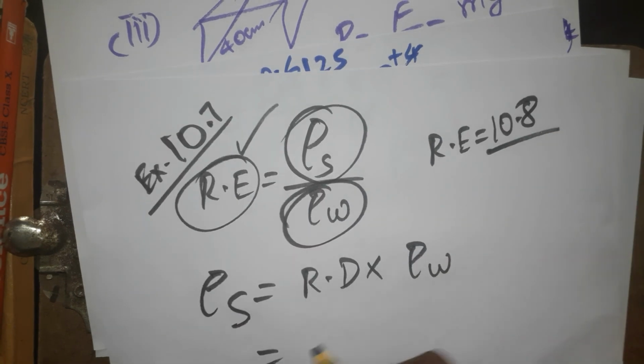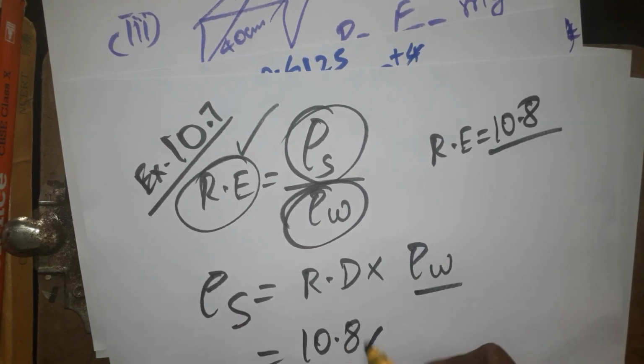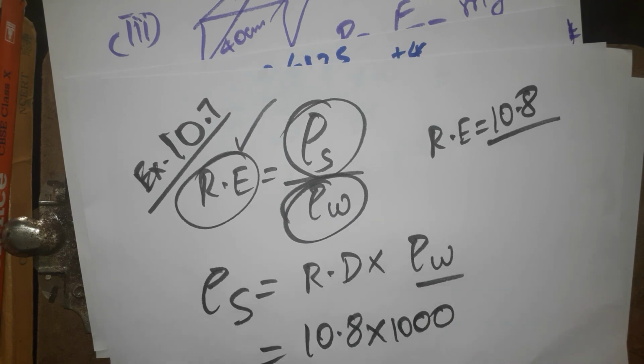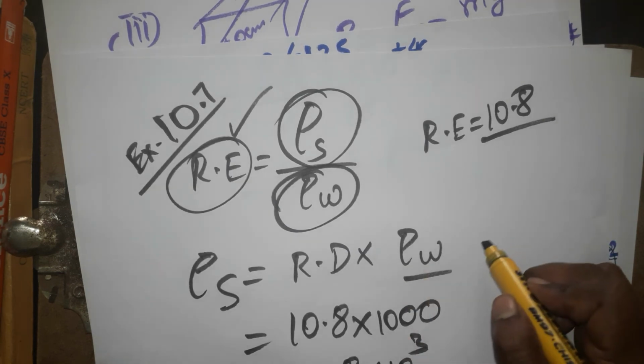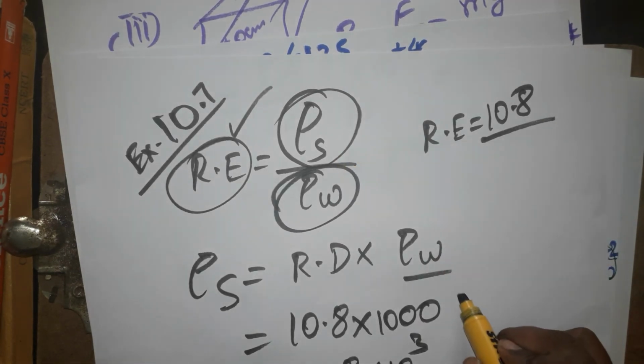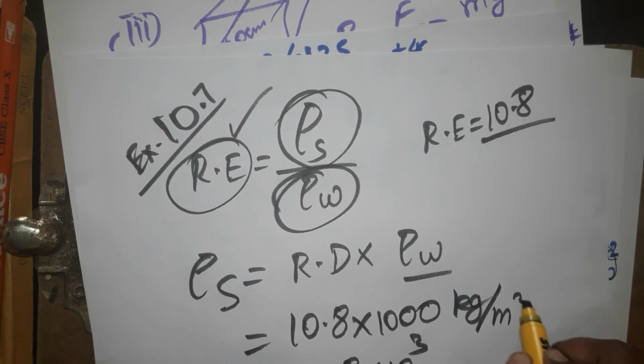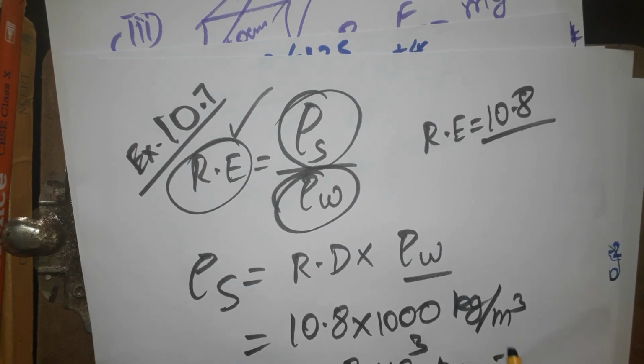Relative density is how much? 10.8. Density of the water is 1000. Instead of writing 1000, you can write 10 power 3 also. So 10.8 into 10 power 3. What is the unit of it? It is a density. Density is mass per unit volume, so you can write kg divided by meter cube, or kg meter minus 3 also. It is the 10.7 problem.